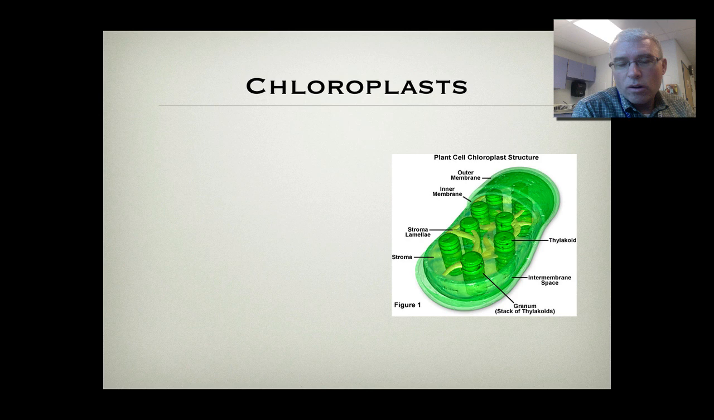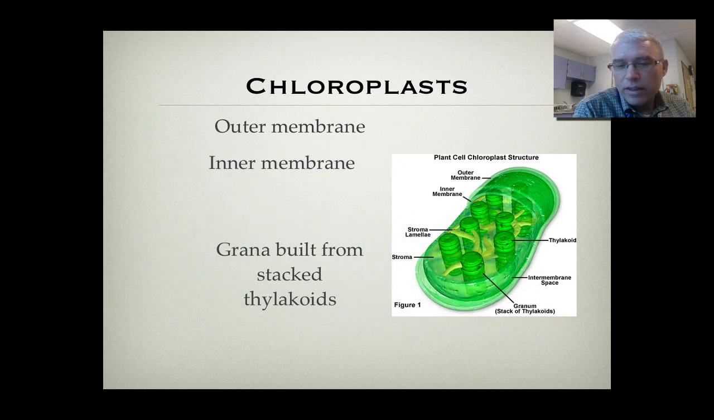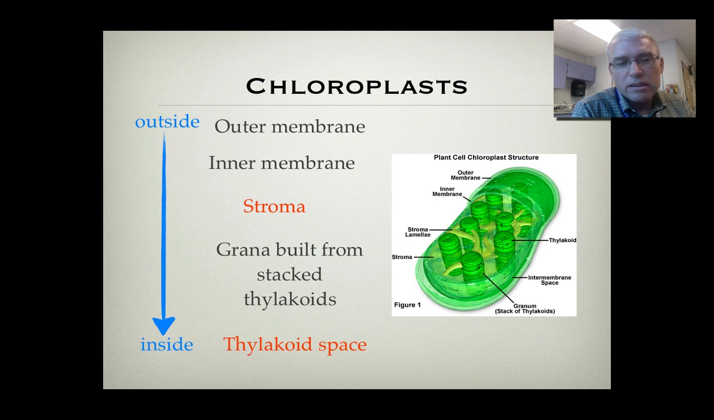Now, chloroplasts are also built as a series of membranes within membranes. Chloroplasts have an outer membrane, then an inner membrane, and then inside the inner membrane are stacks of thylakoids called grana. And grana are where you see the dark green chlorophyll pigment. Between the grana and the inner membrane is a space called the stroma, kind of like a liquid filling, and then inside the thylakoids themselves is the thylakoid space. We'll talk more about this when we study photosynthesis in detail. Again, outside to inside, these parts are placed in order for you.